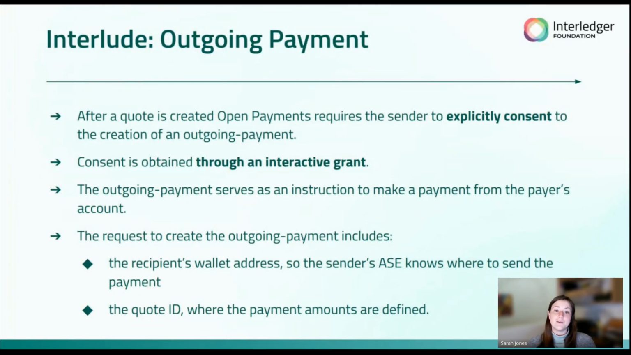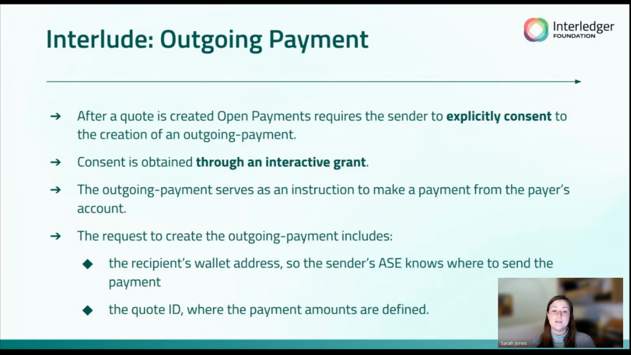So outgoing payments require explicit consent. So this is when money would actually move out of your account. So this is the step where the user themselves needs to consent to the payment. And this is done through the use of an interactive grant. So it's basically an extra layer of security for online transactions that's designed to protect both the consumers, the users, as well as the merchants from fraud.